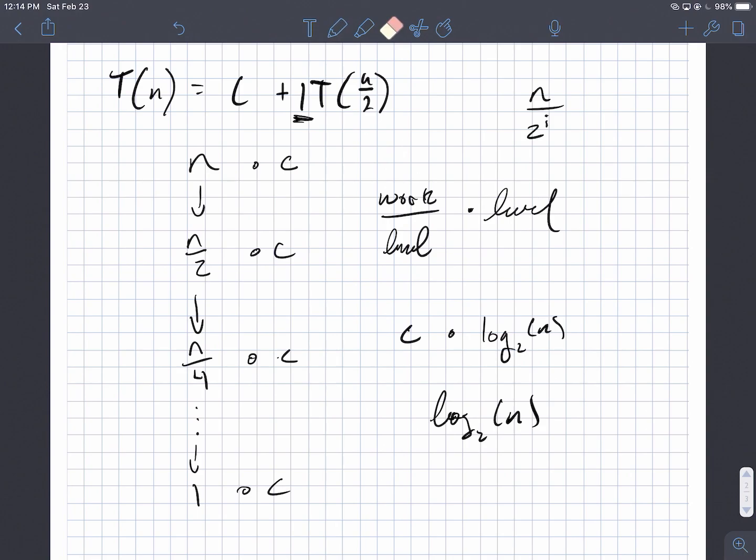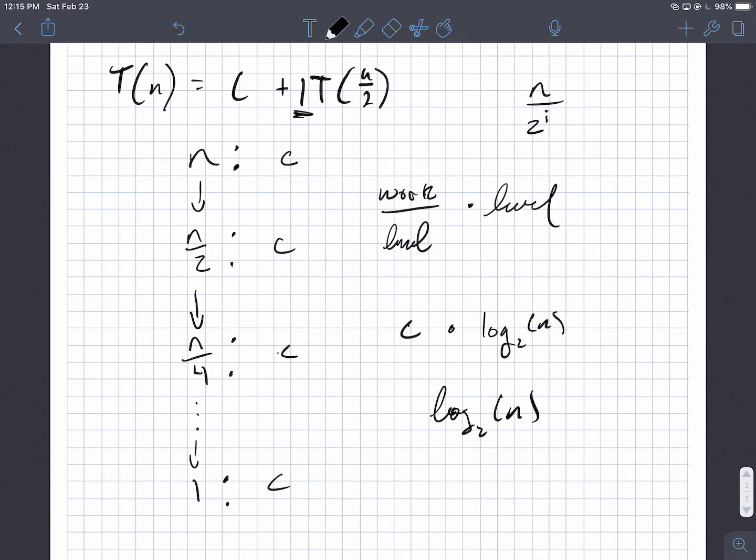Why are you multiplying by 6? I was just about to say I wouldn't think of this as multiplying because, yeah, sorry, it's not multiplying, my bad. It's more of a correspondence. What we're saying is for the n level we do C work. For the n over 2 level we do C work. So I would do something more like a colon or something. Yeah, sorry, that's my fault. Good catch. It's just an assignment. We're saying for the n level, C work.